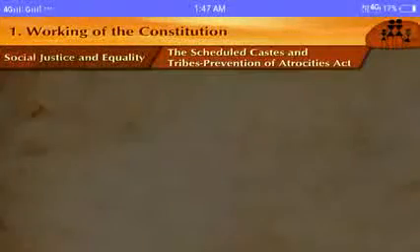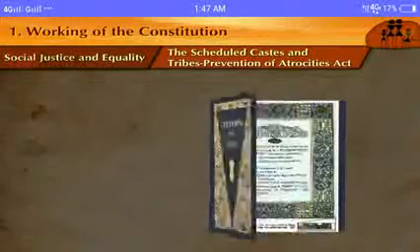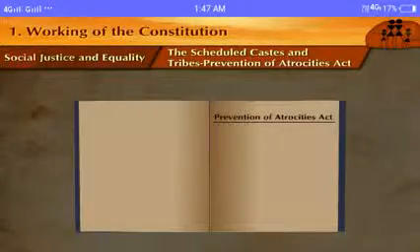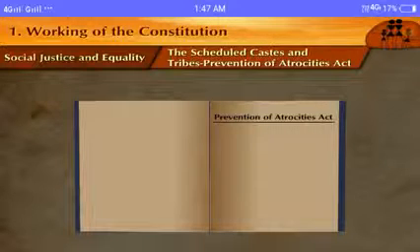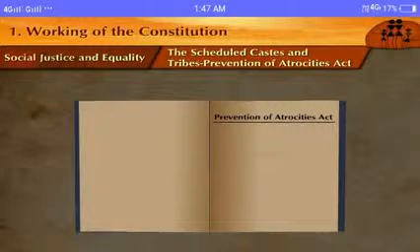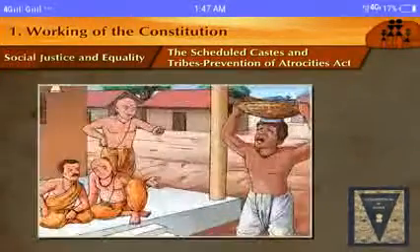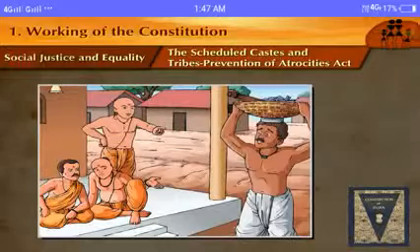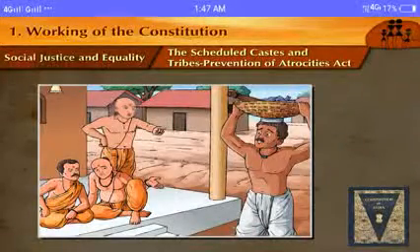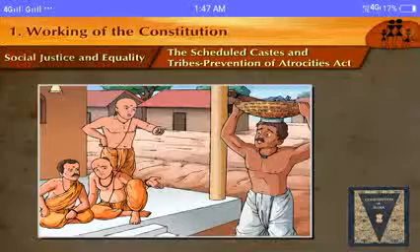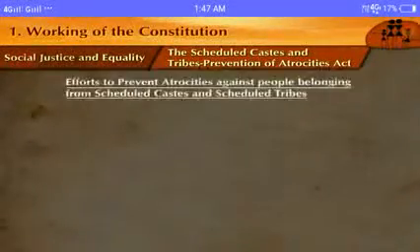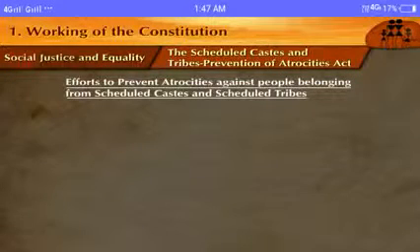Scheduled Castes and Tribes Prevention of Atrocities Act. Prevention of Atrocities Act was a very important act established for the attainment of social justice and equality. This act prevented the affliction of injustice against people belonging from scheduled castes and scheduled tribes, and any act of atrocity committed against them was liable for punishment. The following efforts were undertaken to prevent atrocities against people belonging from scheduled castes and scheduled tribes.